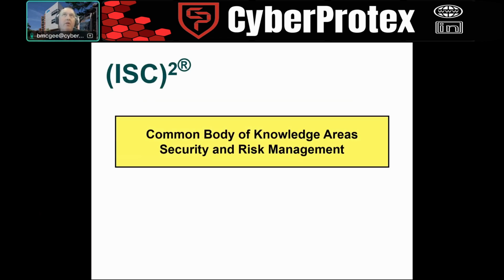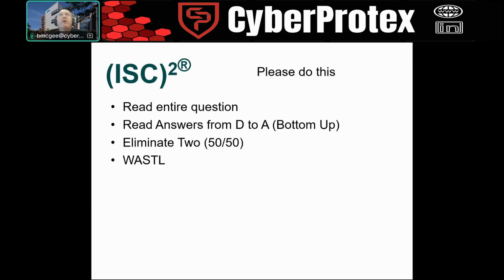What I'd like you to do is read the entire question out loud and then practice what we call a bottoms-up approach, which is from D to A, and then eliminate 2, and then this WASTL method. So the WASTL method: what answer sucks the least?